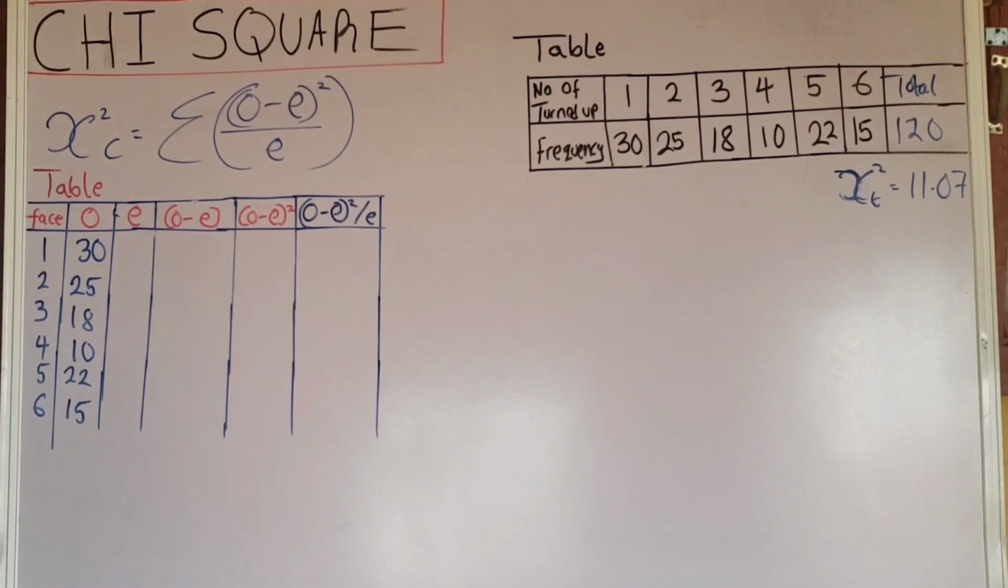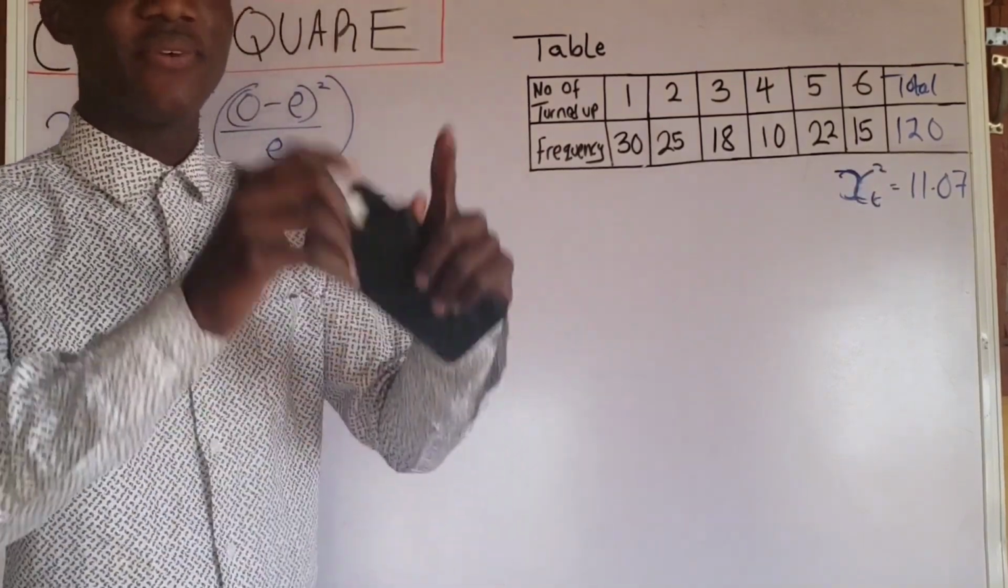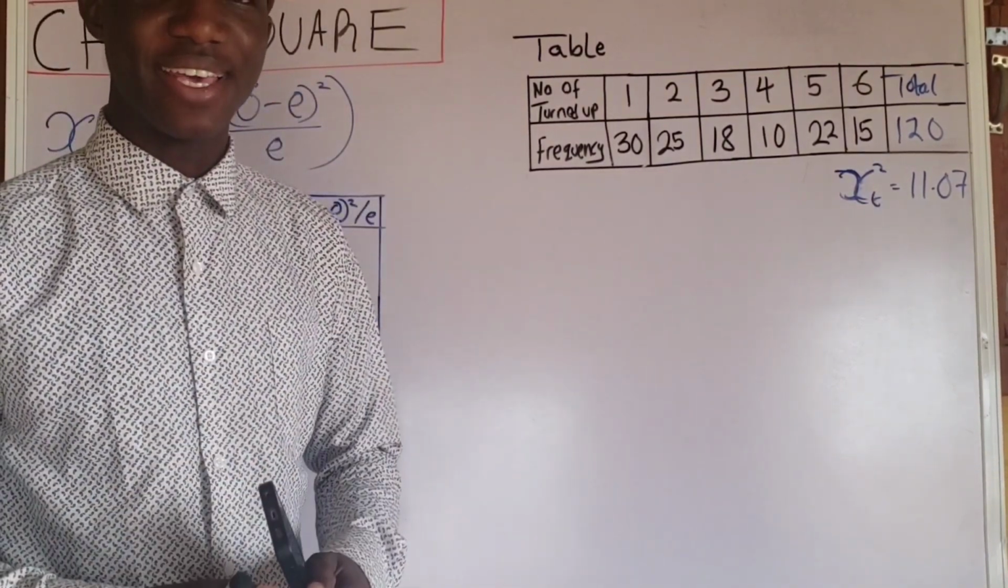If the die is unbiased, the numbers of faces shown must be equal. You understand? When the die is unbiased, are you paying attention? If the die is unbiased, the numbers of faces shown must be equal for all the observed values. So, in an attempt to determine the expected value, you just have to take the total frequency that you have, which is 120, and divide it by the numbers of faces in a die.